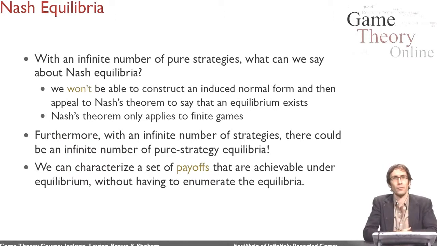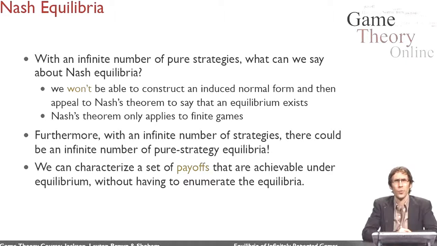Now, of course, what we would really like to do as game theorists is describe the Nash equilibria of infinitely repeated games. The approach that we've taken in the past has been to, first of all, show how we can make an induced normal form out of a game. We figure out what a strategy is in the game. We show how to make the induced normal form. And then we just appeal to Nash's theorem and say, because we've got a normal form game, we know that there is a Nash equilibrium, and so everything goes through the way it did before.